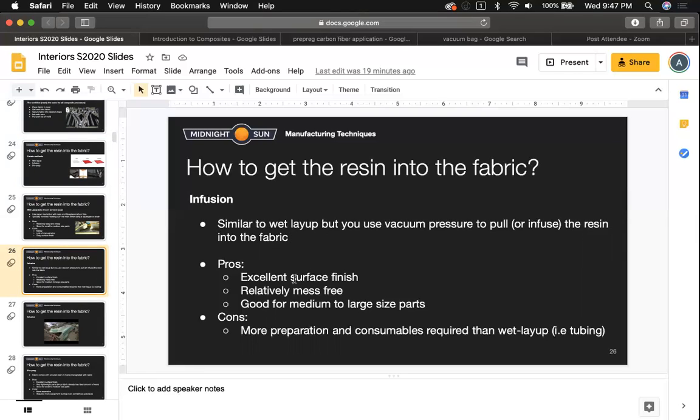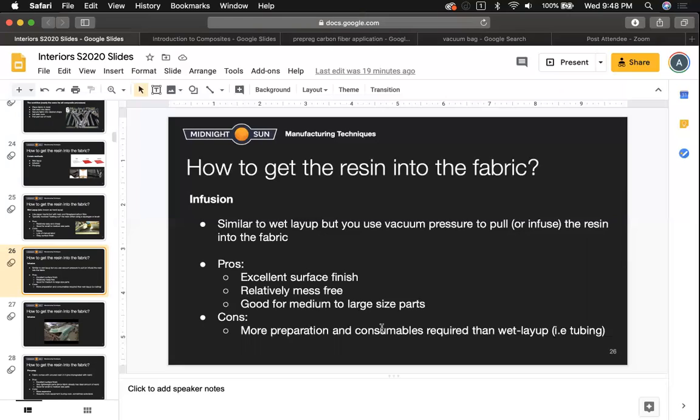But it yields an excellent surface finish typically because you're using a lot more resin, and all that resin is able to get to the surface of the mold. It's relatively mess-free because instead of having to apply it by hand with a squeegee, it's all done in a bag of sorts, and there's no adding the stuff by hand. And it's pretty good for medium to large size parts. And I'll show you again in the next slide kind of how big you can really get resin infusion to work.